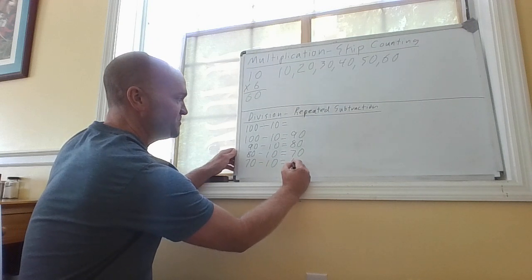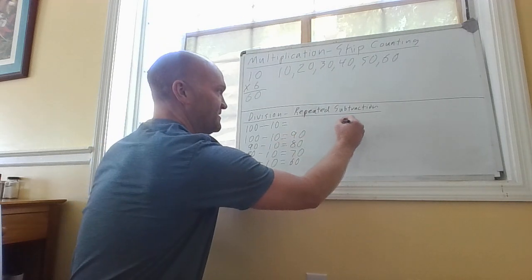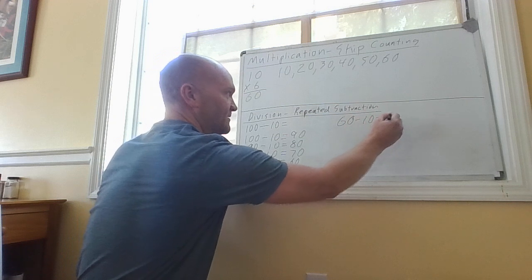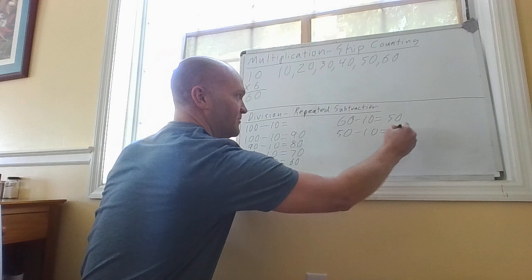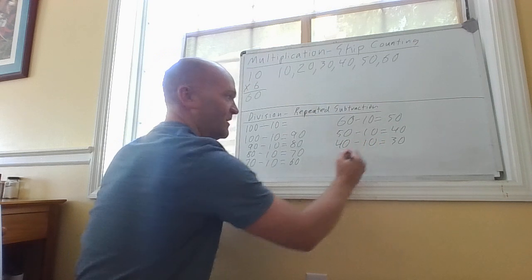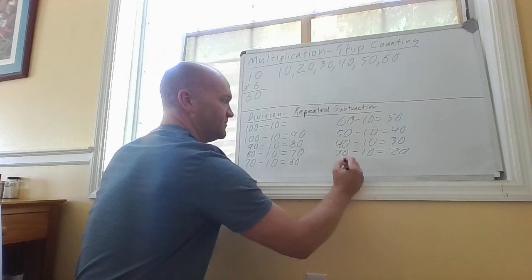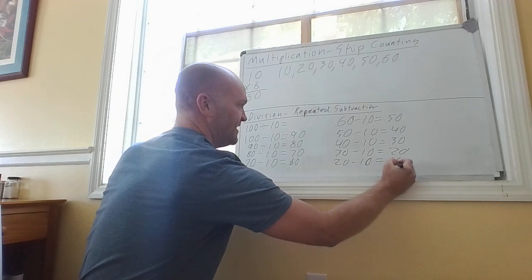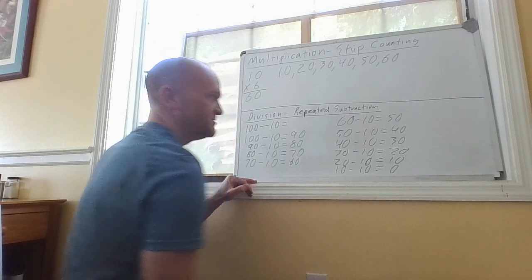I just know this board is going to fall on my head. We take the 60. I'm going to move over here to give myself space. And we subtract 10 again and we get 50. Bring the 50 over, subtract 10, 40. Bring the 40 over, subtract 10, we get 30. Bring the 30 over, subtract 10, we get 20. Bring the 20 over, subtract 10, we get 10. Bring the 10 over, subtract 10, and we get to 0.